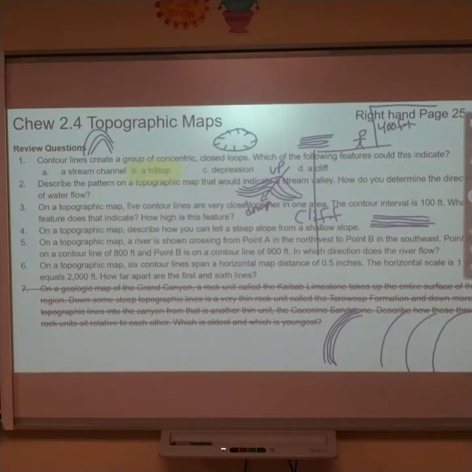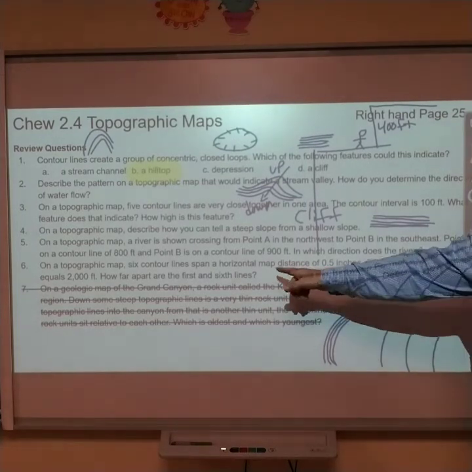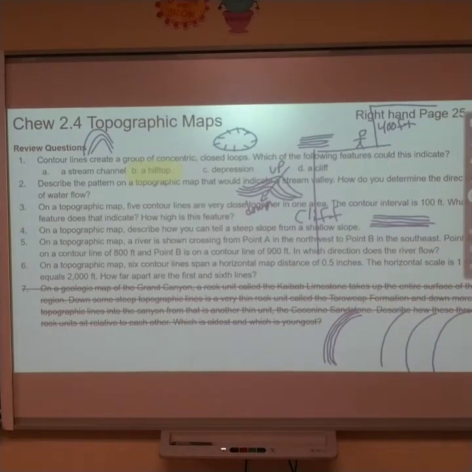Oh, how far apart are the first and sixth lines? Well, that's kind of ambiguous. The 6 contour lines span a map distance of 0.5 inches. Oh, I see. So, yeah, they're 1,000 feet apart in the real world. Yes, sir.